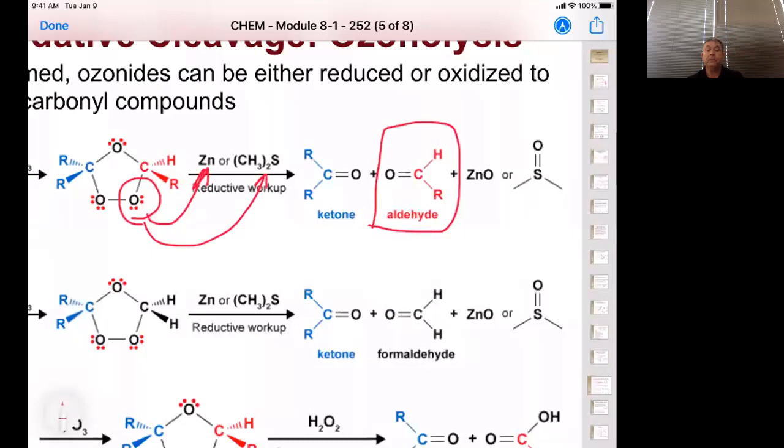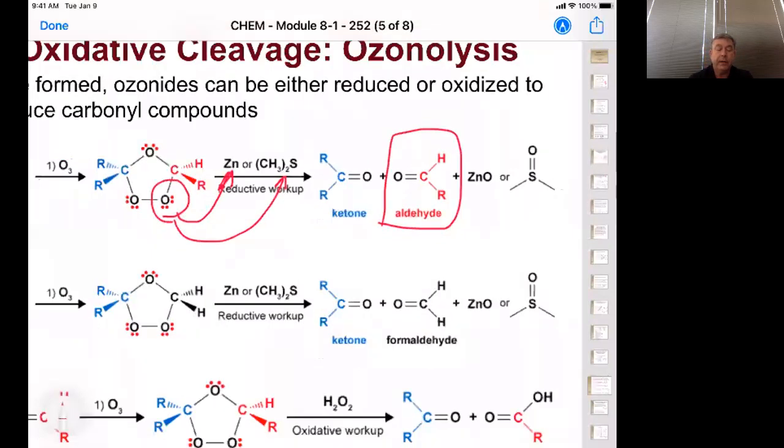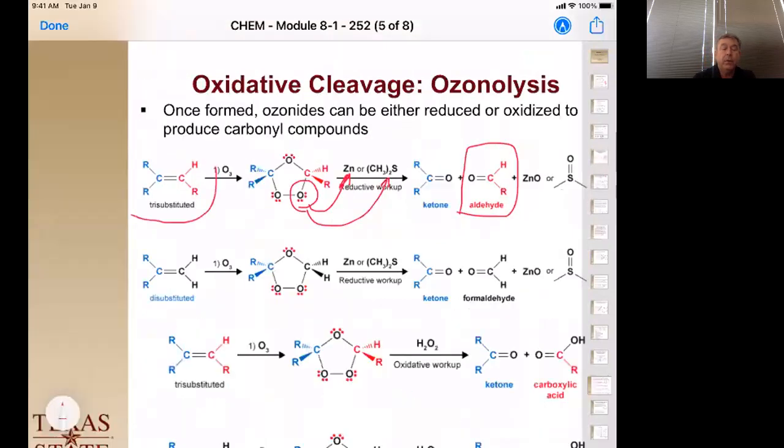Okay. So if it's a tri-substituted alkene, we're going to end up with a ketone for half of it and an aldehyde for the other half, and those are the products. If we have a di-substituted alkene and both of the substituents are on the same carbon, we'll get a ketone, but we'll also get formaldehyde, because there are 2 hydrogens on this side here.